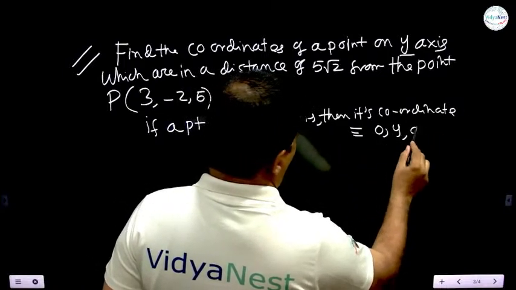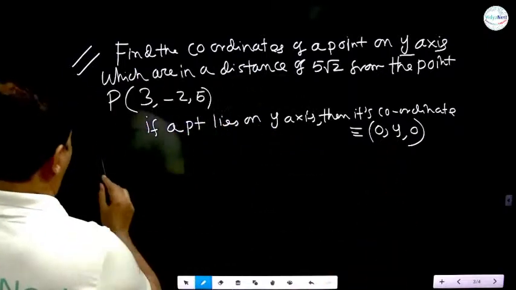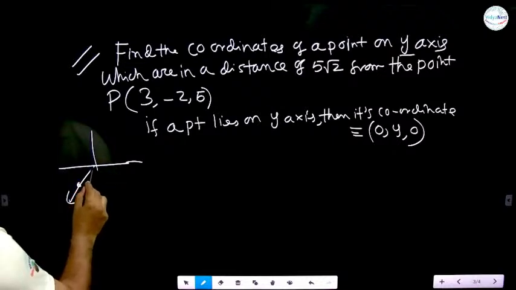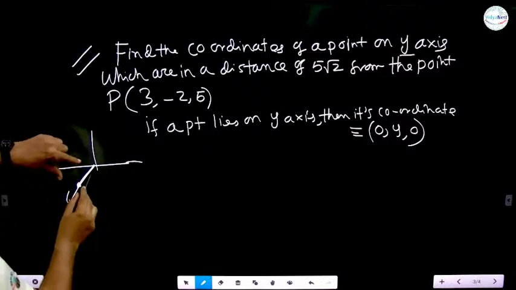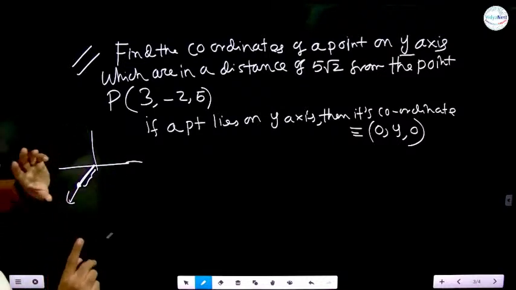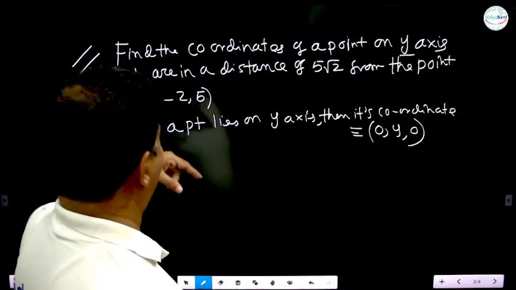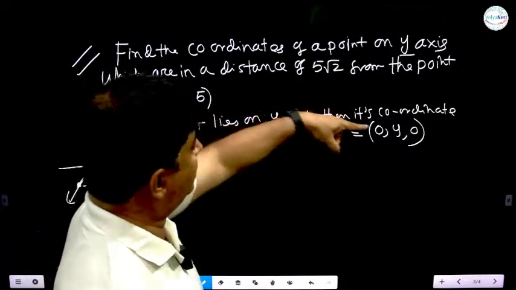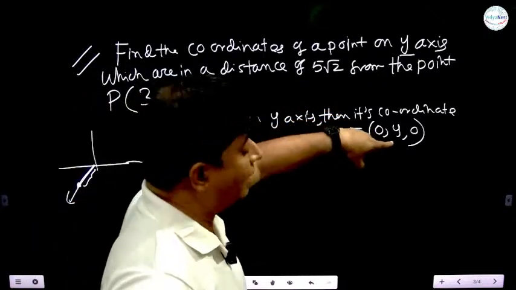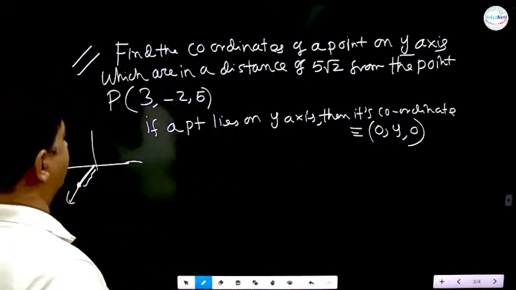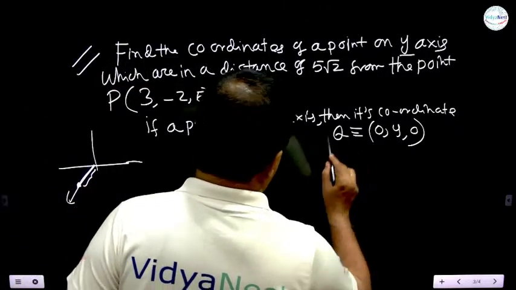Its x-coordinate is zero. On the y-axis only the y component will have some value; x and z will be 0. So the point is (0, y, 0), where y is any arbitrary value, it can be plus or minus whatever. I am calling this point Q.